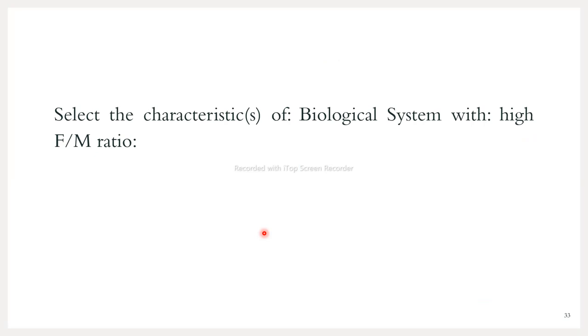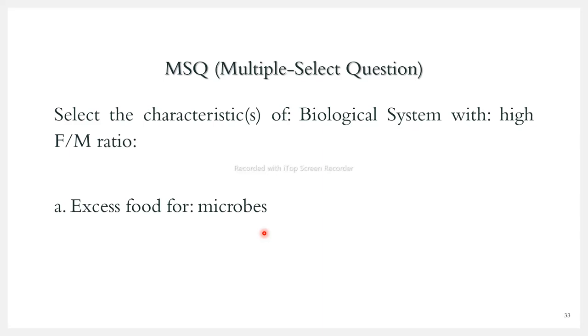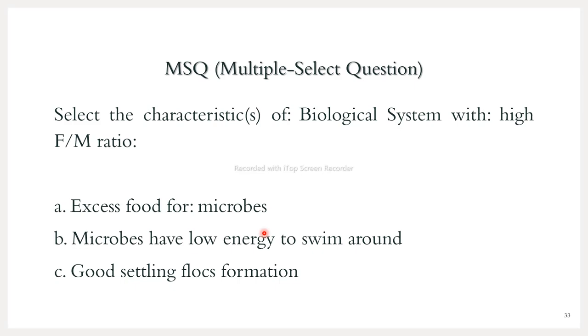you have to select the characteristics of a biological system with a high food to microbes ratio. It is again a multiple select question, that is, more than one option may or may not be correct. Option A is excess food for microbes. Option B is microbes have low energy to swim around. Option C is good settling flocs formation. And option D is fast microbial growth rate. If you increase the food to microbe ratio, that means either the microbes are decreased or the food is increased.